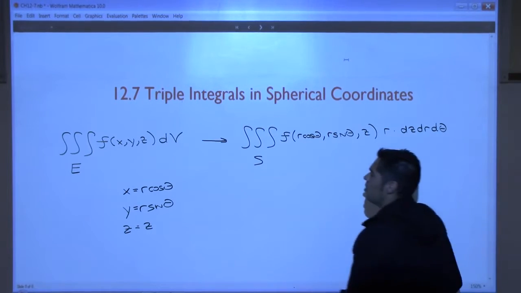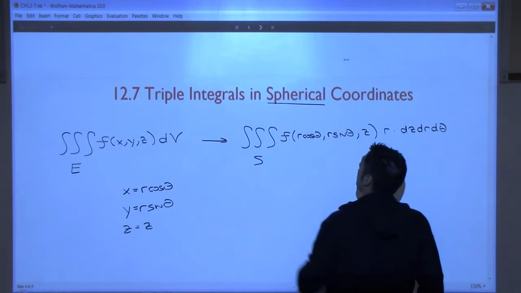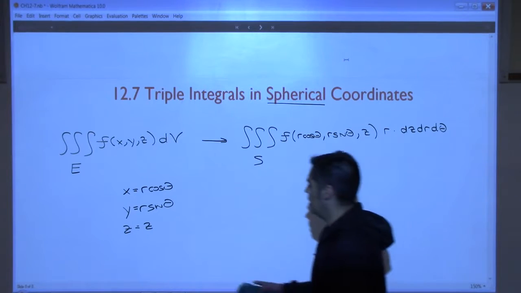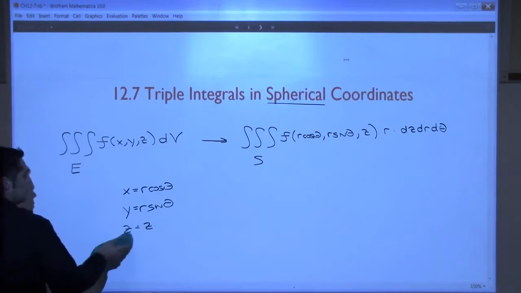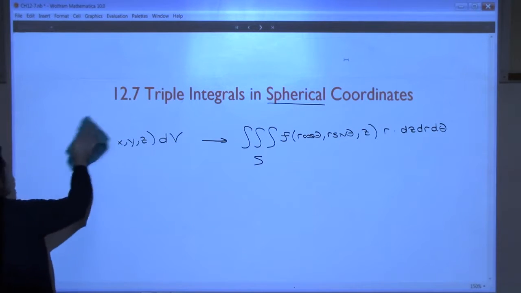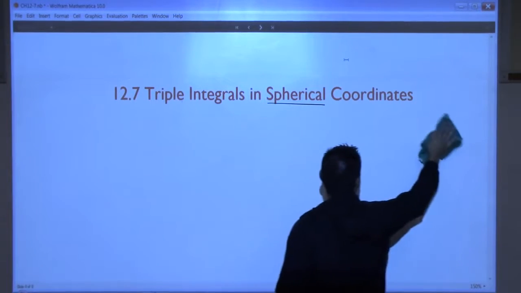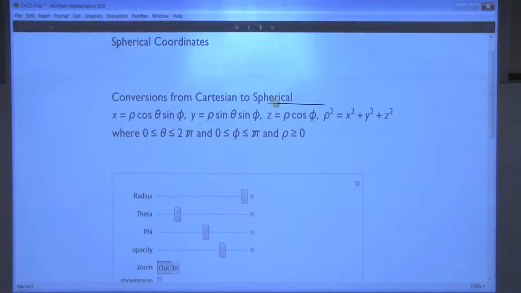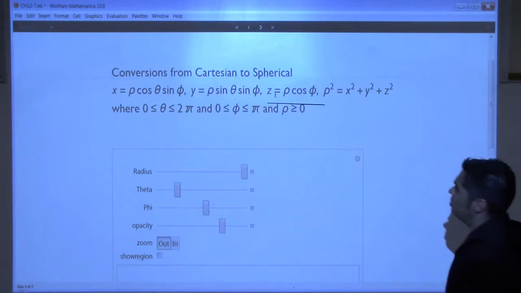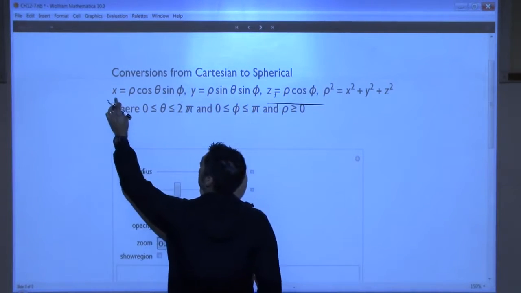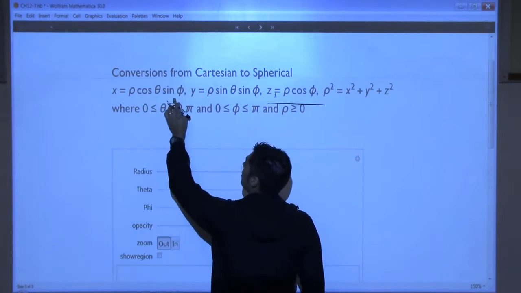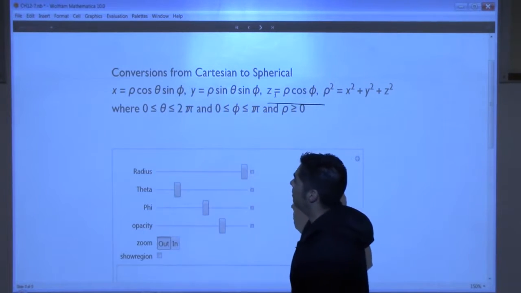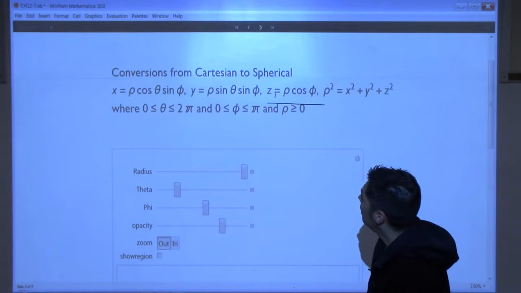Today, what we're going to do is a new type of coordinate system, spherical coordinates, and the conversion there is going to be different than this conversion. All right, so let's talk about not only what that conversion is, but let's talk about the spherical coordinate system in general first. So for spherical coordinates, if we're going to convert from Cartesian to spherical, we're going to let x be replaced with rho cosine theta sine phi. Now, some people pronounce this phi, some people pronounce it phi. You might hear me saying both.